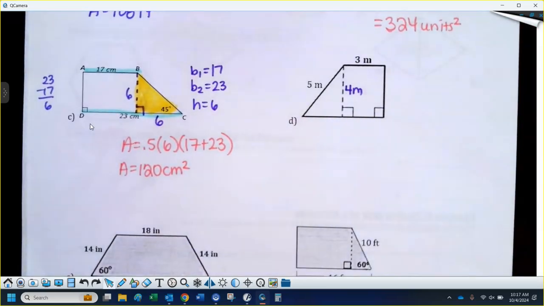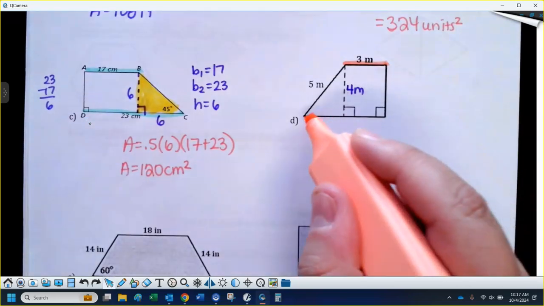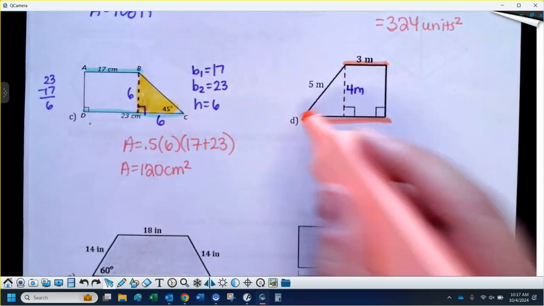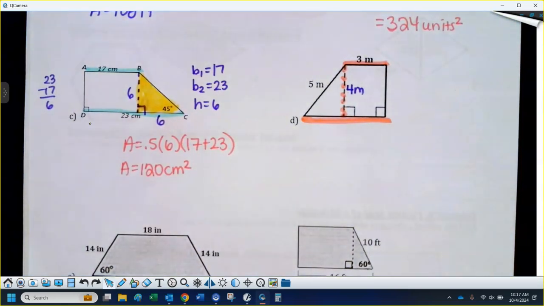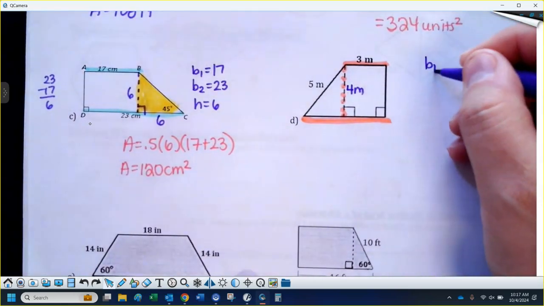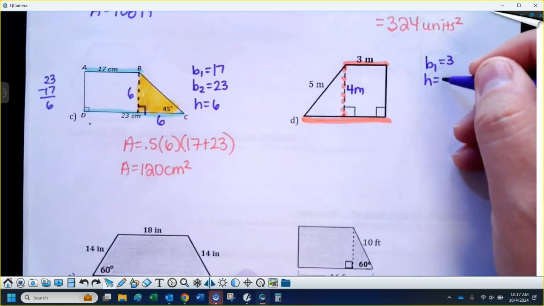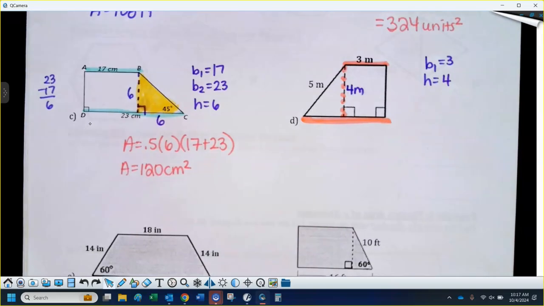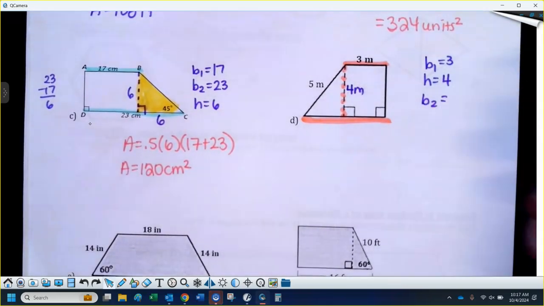All right, I do have one of the bases, right? I have 3. I do not have the other base, but I do have the height. So I have one of the bases and the height. We got to figure out the other base. So one of the bases is 3. The height should have been in the problem. I'm sorry, it did not come out on the copy, is 4. So the base across the bottom, that's what we don't know yet.